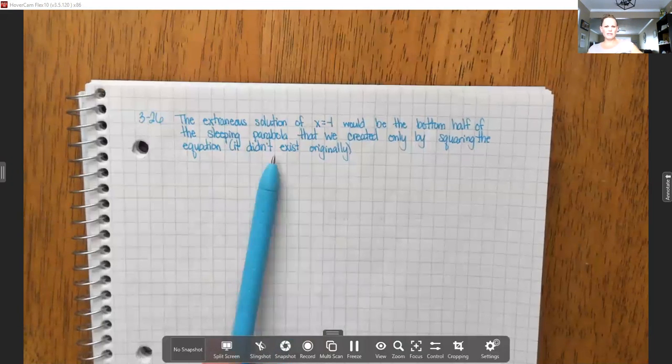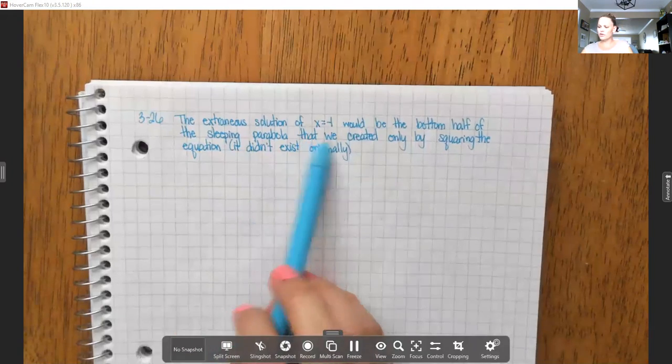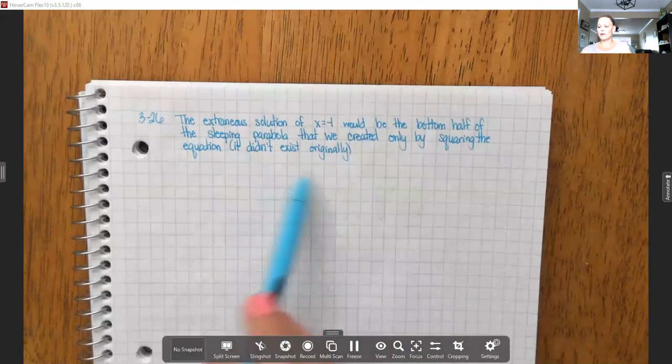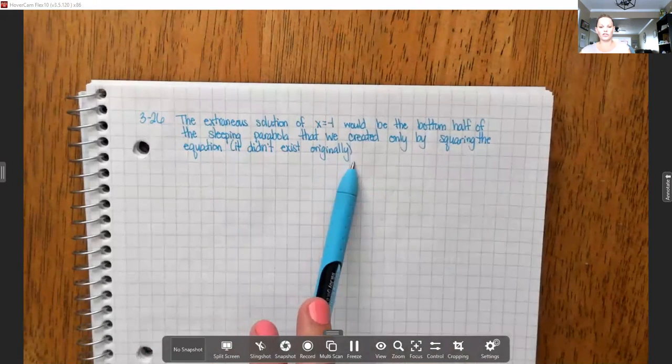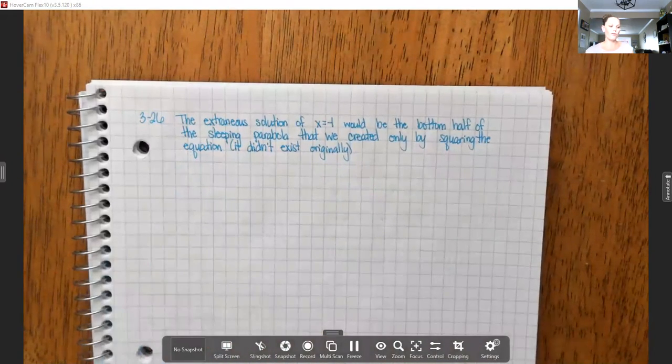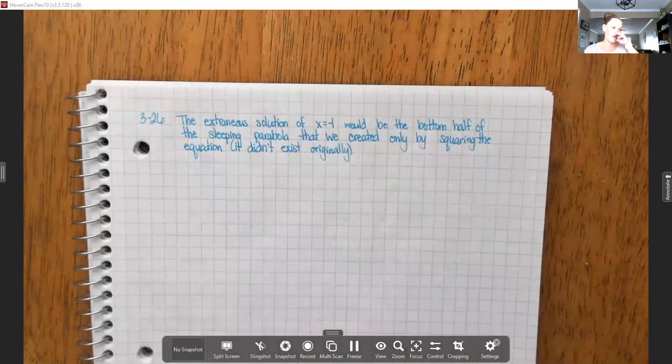Does that wording make sense? So the extraneous solution would be the bottom half of the sleeping parabola that we created only by squaring the equation. It didn't exist originally, because that square root graph we know is just half of that sleeping parabola.